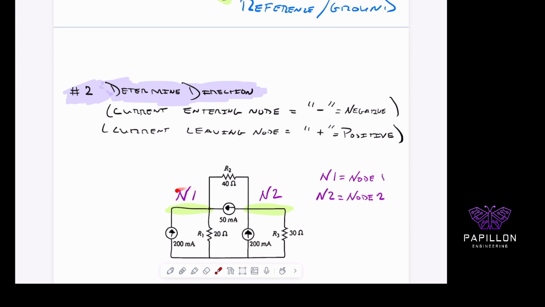I also like to summarize. I call it N1 and N2. Call it whatever you want. I just call it that way so I can keep track when I'm trying to solve these problems.